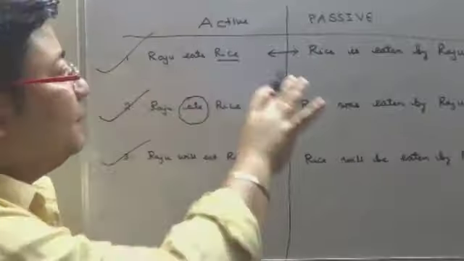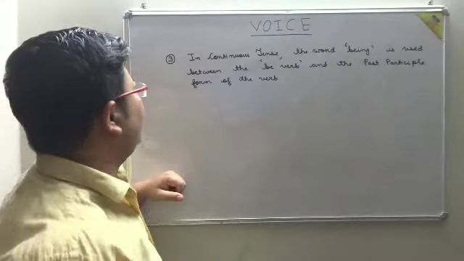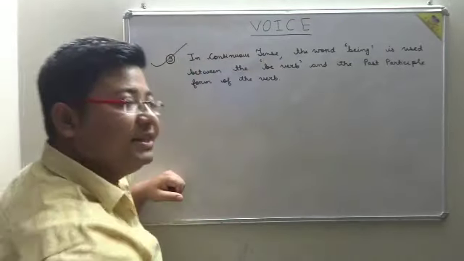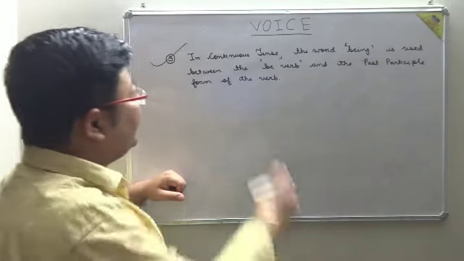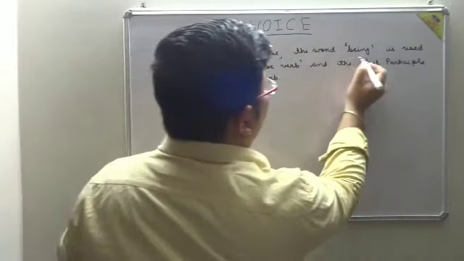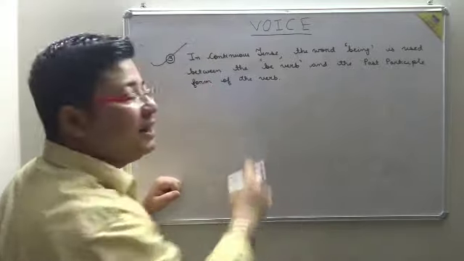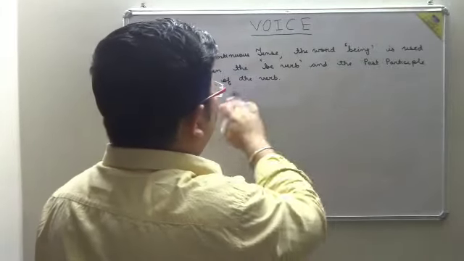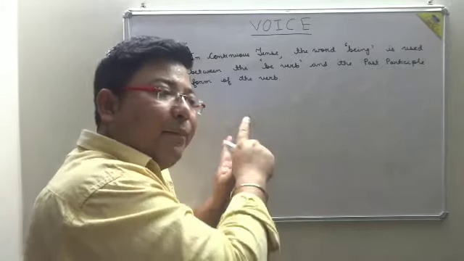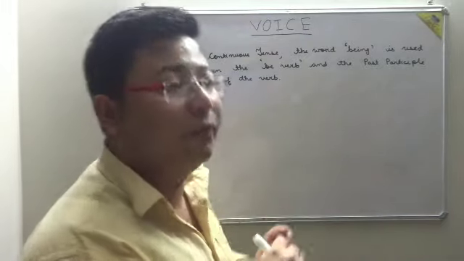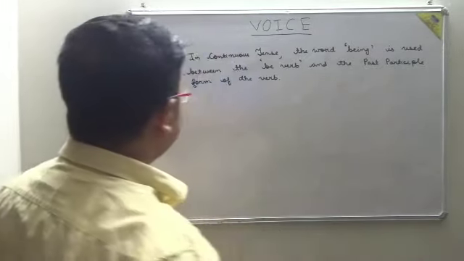Is it clear, the examples? Now the third one, okay, the third rule for changing active voice into passive voice. See, in continuous tense, the word being is used between the be verb and the past participle form of the verb. Okay, I am giving one example.